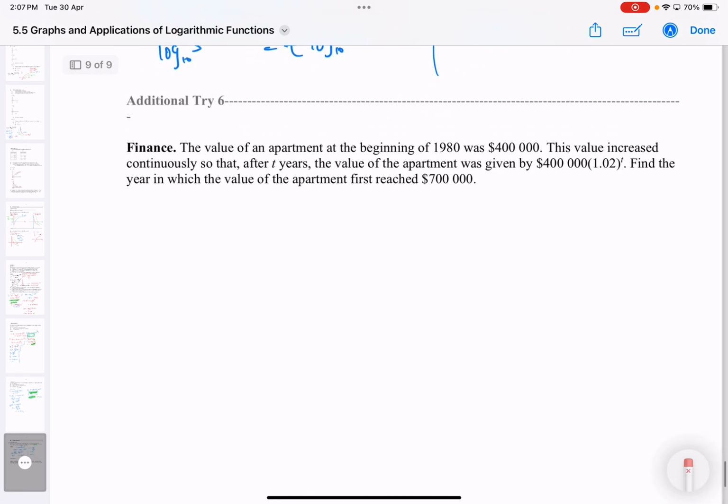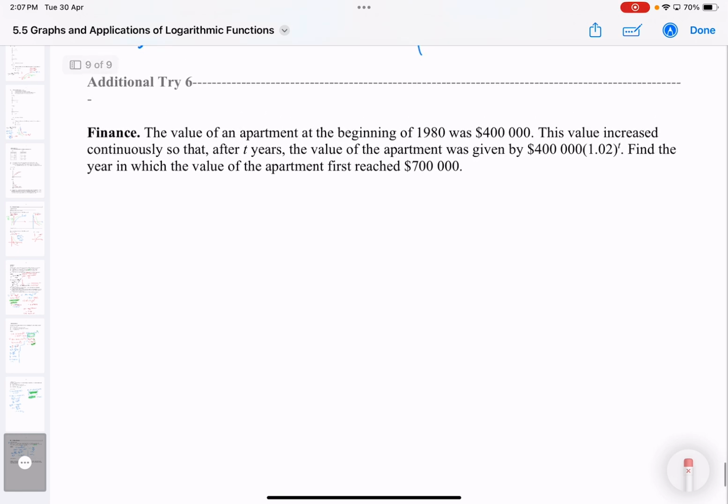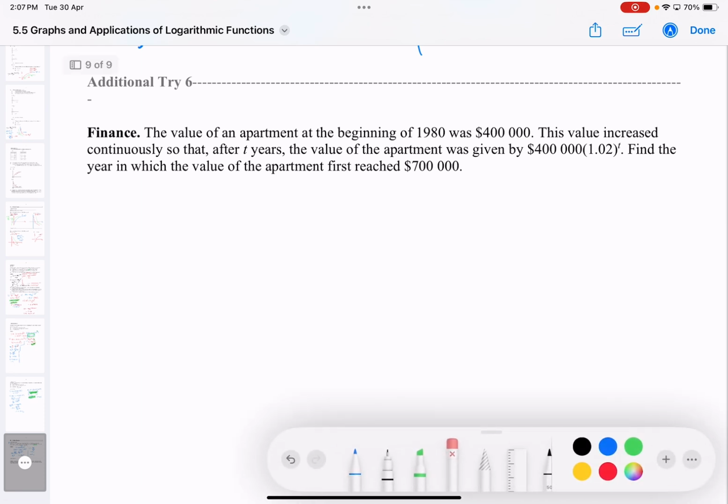Okay, can you try this last question? Please don't tell me you don't know how to do this. I give you the formula. The value of the apartment, V, equals 400,000 times 1.02 to the power of t. The question is very simple. Find the year in which the value of the apartment first reached 700,000. Substitute it inside and then you have to do something to both sides to bring down the t. I wonder what it is.